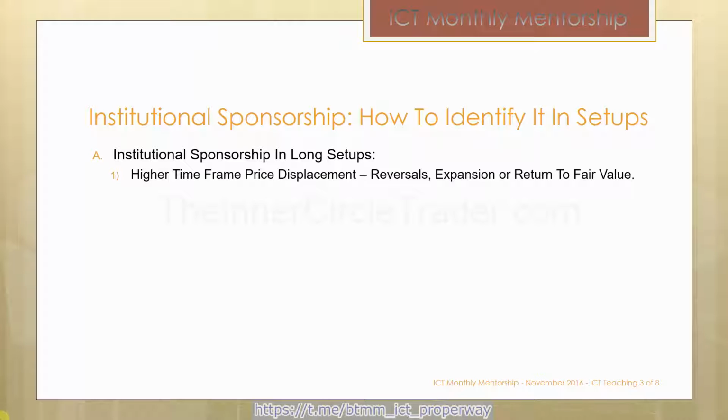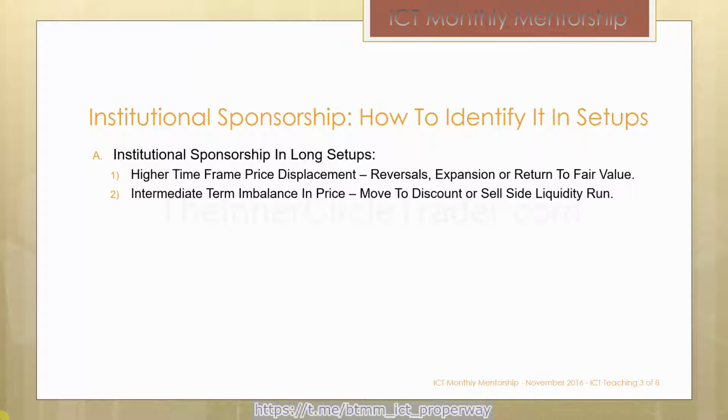Key to identifying institutional sponsorship in long setups is noting a higher time frame price displacement, and that can come in the form of a reversal, an expansion, or a return to fair value. Then, an intermediate term imbalance in price. Now this is a move to discount or a sell side liquidity run. In other words, the price is going to retrace, or it can begin by going below an old low to run out the sell stops.